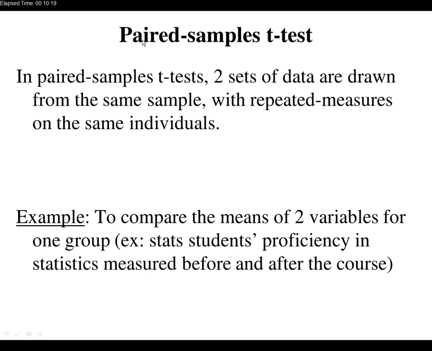Okay, and paired sample t-test means that there are two sets of data from the same sample with repeated measures on the same individuals. So let's say I test someone before I give them a drug. I give them the drug and then test that same group of people again. So it's repeated measures. All right, to compare, here's an example. To compare the means of two variables for one group. Example, stats students' proficiency in statistics measured before and after the course. Obviously, you're going to be better in statistics after you watch all these wacky videos.